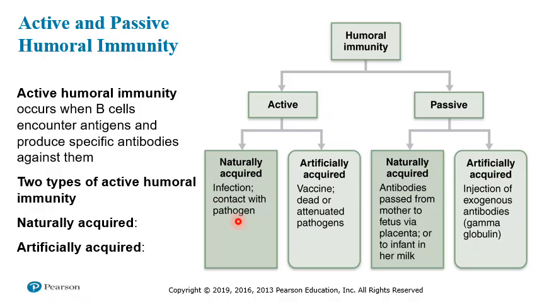You actually get sick here. Or artificially acquired, you get your immunity through a vaccine or dead or attenuated pathogens, and they provide antigenic determinants that are immunogenic and reactive. They spare us the symptoms of the primary response. We don't get sick here because the exposure is through a vaccine.